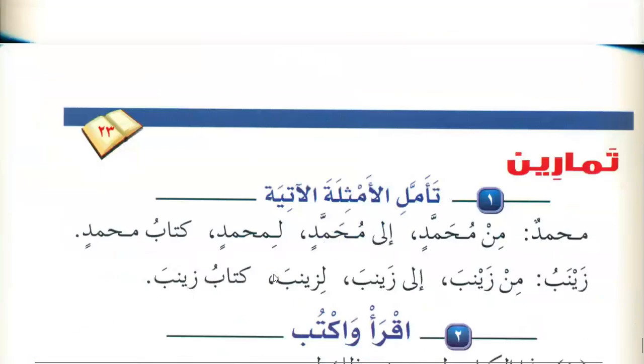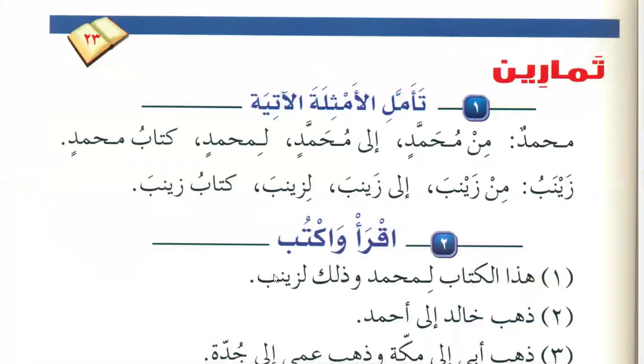Aina Ishaq? Where is Ishaq? Zahaba ila al-Mudiri. He went to the headmaster. When did he go out? Kharaja kabla khamsi daqaika. He went out before 5 minutes. 5 minutes ago, okay. Exercises. Observe the following examples.